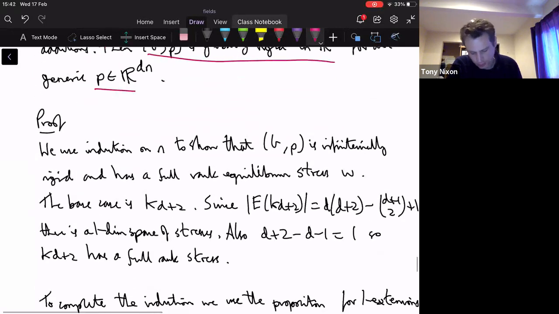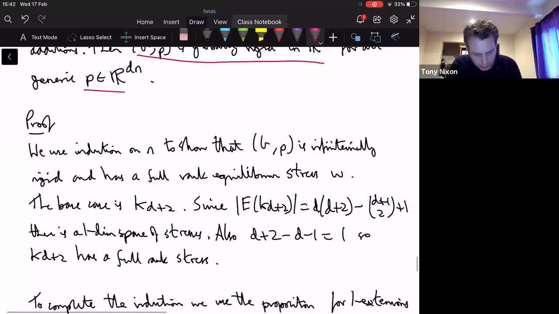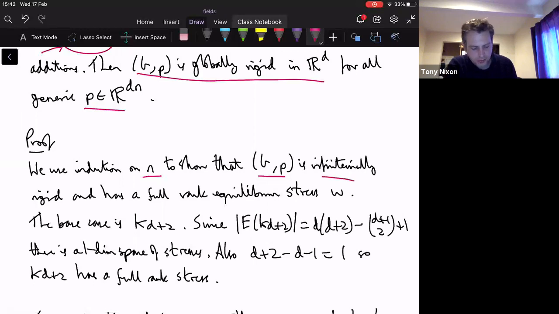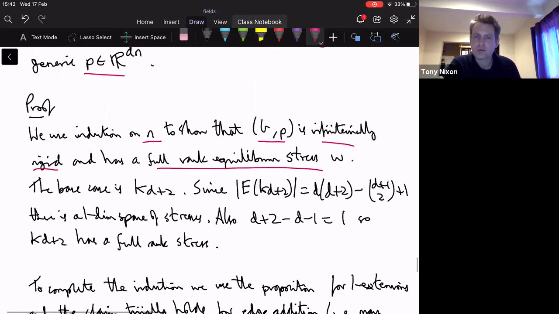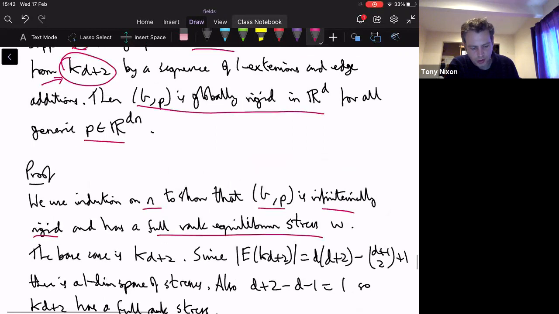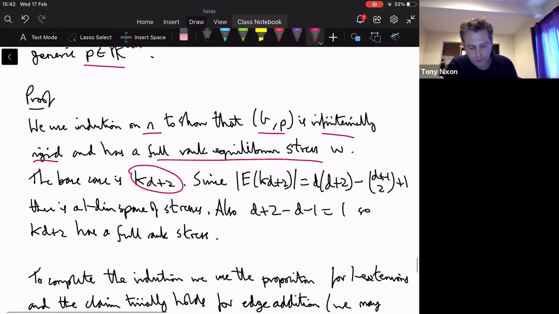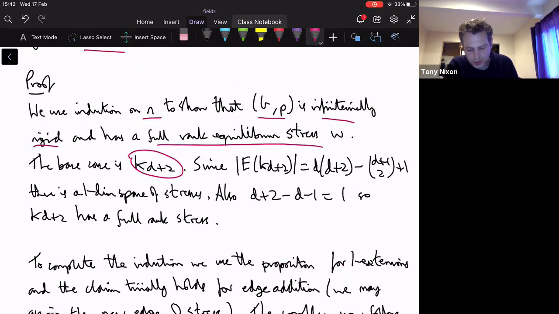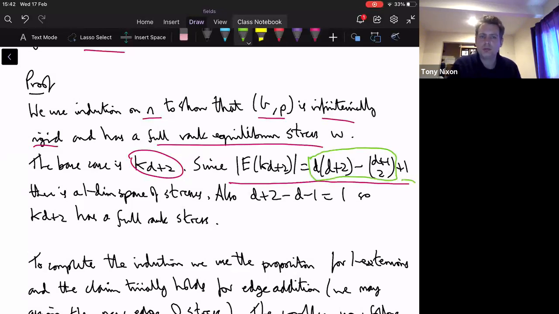Okay, so I've gone through the proof here, but it's really been set up by what I've done. We're going to use induction on N, and we'll show that this thing we want to be globally rigid is infinitesimally rigid and has a full rank stress, and hence we'll apply Connelly's theorem to get the global rigidity. So we're generating everything in the lemma from K_{d+2}. Let me just show that one for you. K_{d+2} has exactly the right number of edges, the Maxwell count plus 1. So it's got the right number of edges to have a one-dimensional space of equilibrium stresses.